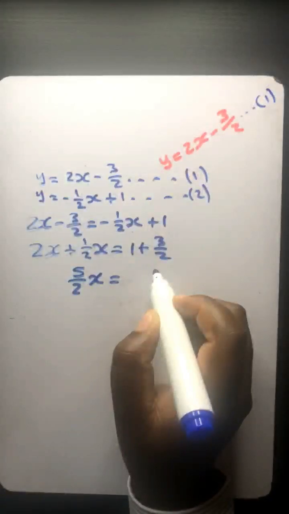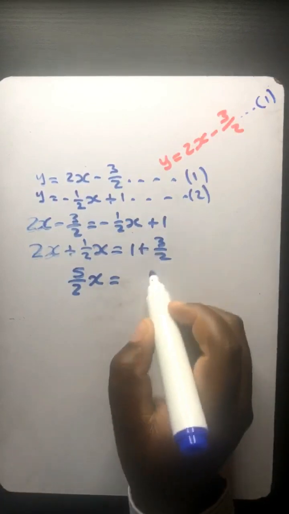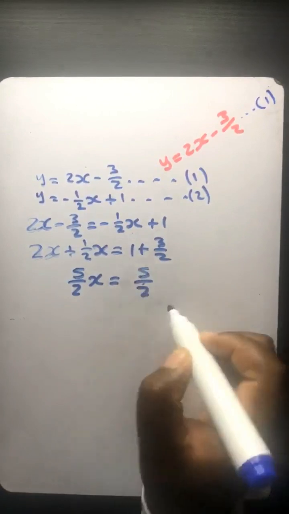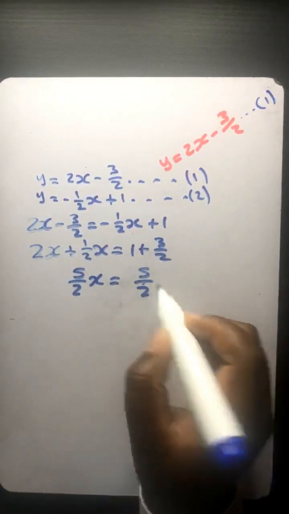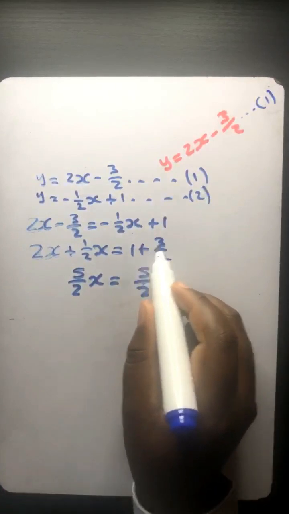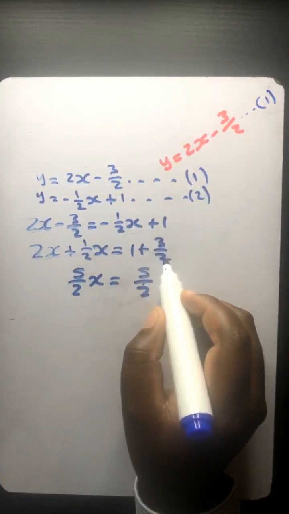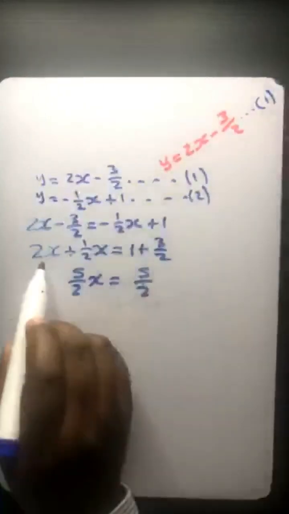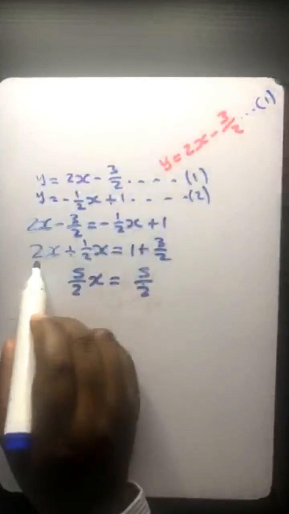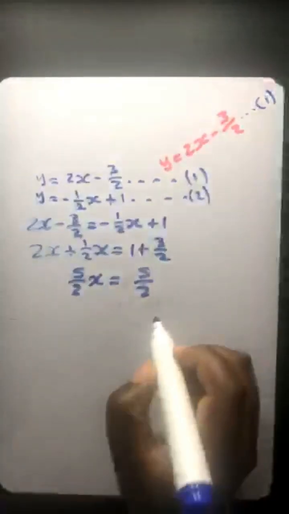Am I doing things correctly here? I think so. 1.5 is 2.5, so that means it's also 5 over 2. Guys, what is 1 plus 1.5? Is 2.5. Yes, you are correct. Okay. I'm sure here 2.5. Yes.